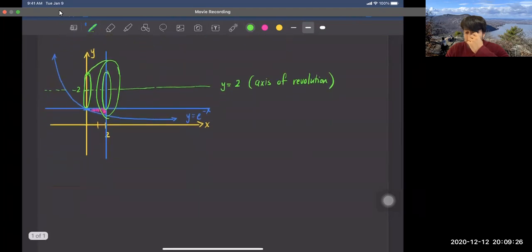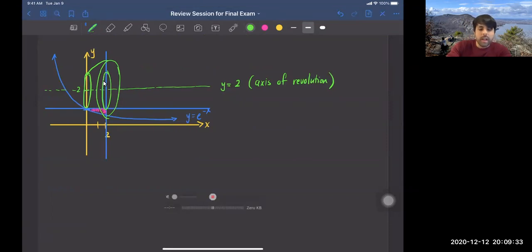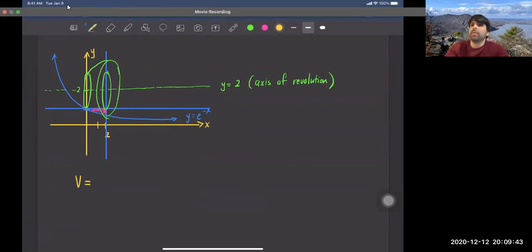Now, the question becomes, how do I find the volume? What am I going to use? The disk method or the cylindrical method? Obviously, it's going to be the washer method. So then what would be the volume? The volume is pi integrated from 0 to 2. Now, what's going to be the outer radius? That's the hard part, right?